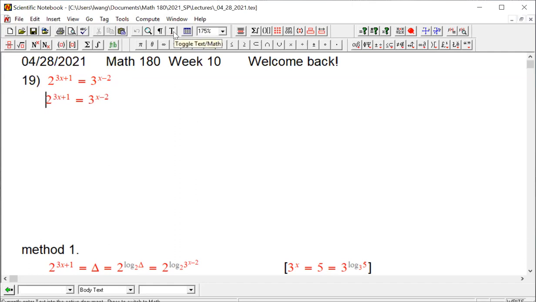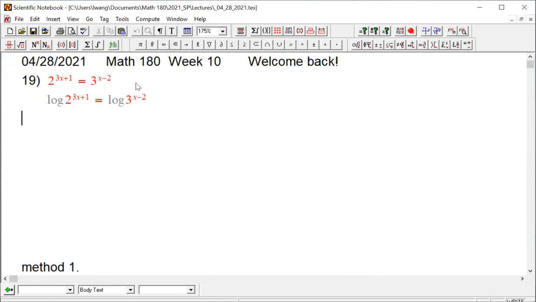I'm taking common log on both sides. I can because both sides are positive, right? Common log way. On the left-hand side, (3x plus 1) log 2, and the other side is (x minus 2) log 3. I'm going to let you guys carry out the steps. Would you do that for me? Go ahead.